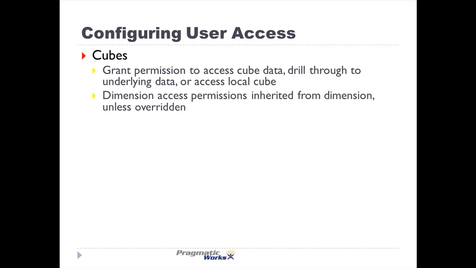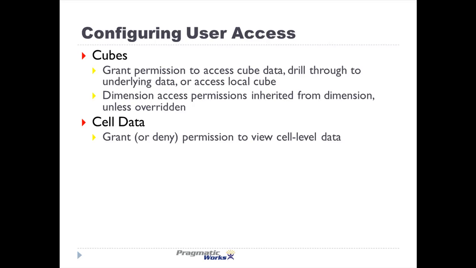So I already talked about dimension access permissions. We're going to talk about granting or denying permission to view the cell level data. And when I say cell level data, I'm talking about the measures in the cube. So when I'm talking about dimensions, I'm talking about the different ways we could slice the cube, like by product categories or organizations or anything like that. When I'm talking about cell data, I'm talking about measures. So I'm talking about sales numbers, order numbers, different things like that.